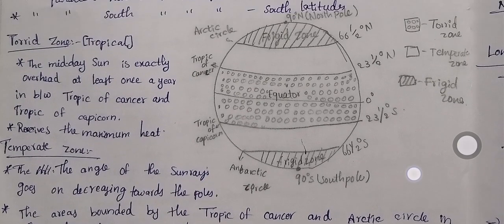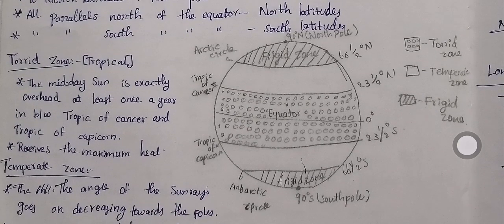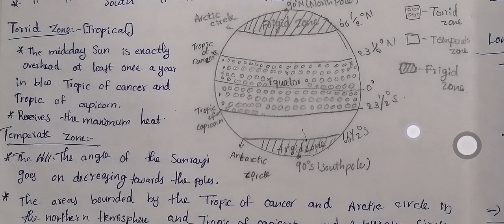Next is the frigid zone. In the figure, if you observe, from the North Pole to 66.5 degree northern latitude, and in the southern hemisphere from the South Pole to 66.5 degrees southern latitude, we can see the frigid zone.